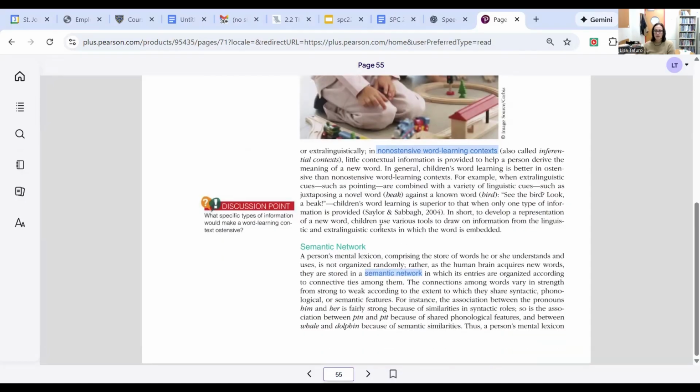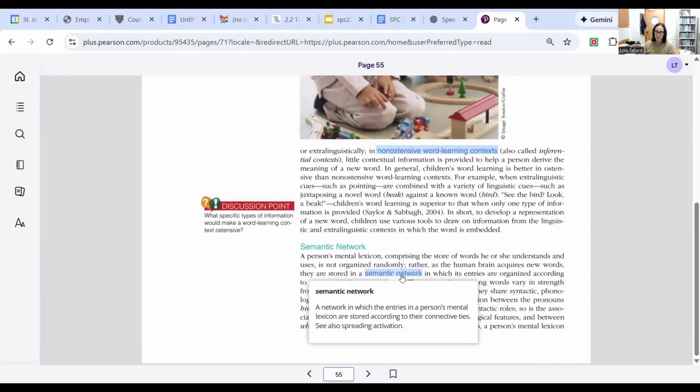And then the last part here is this idea of a semantic network. A person's semantic network, by definition, is sort of like these neuroconnective ties, neurolinguistically speaking, between concepts, so the meanings of words, but also the sounds of words.